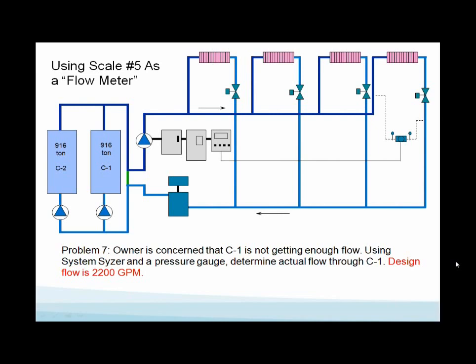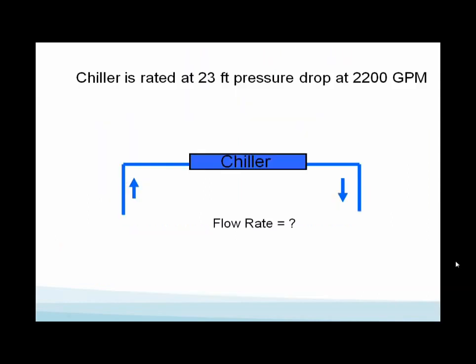So where does that go? What does that mean to us? Let's just see. If the chiller manufacturer said at 2,200 GPM the pressure drop should be 23 feet, what can we do with that? What do we know? We know that at 2,200 GPM per the chiller manufacturer, the pressure drop is 23 feet. If I know the pressure drop across the chiller at any other flow rate, I can tell you the flow rate. It's magical. It's all balancing math.